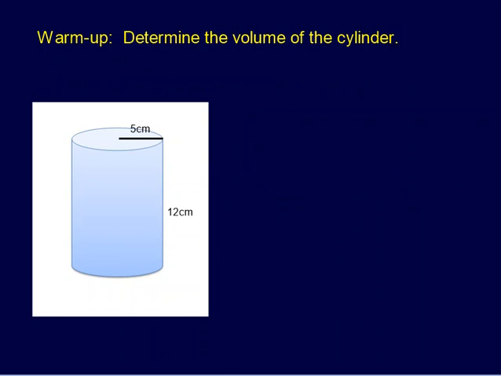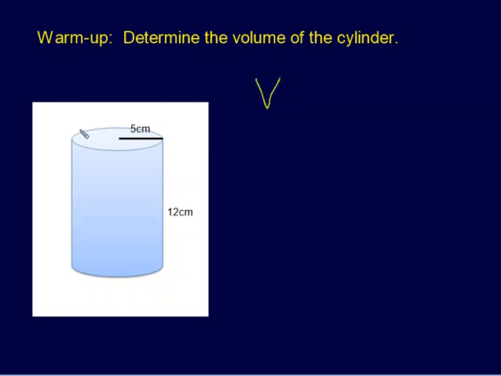I'm going to ask you to find the volume of this cylinder in cubic centimeters. So this cylinder has a circle at each end where the radius is 5 centimeters. And then the distance between the two circles at each end is 12 centimeters. And if you want to pause the video and try and work this out yourself, I encourage you to do so. I'm going to go ahead now and work it out for us here.